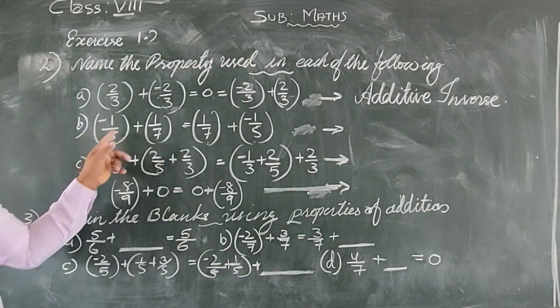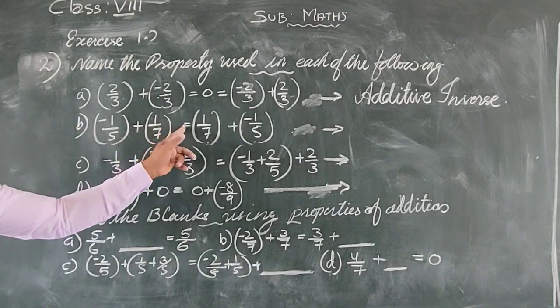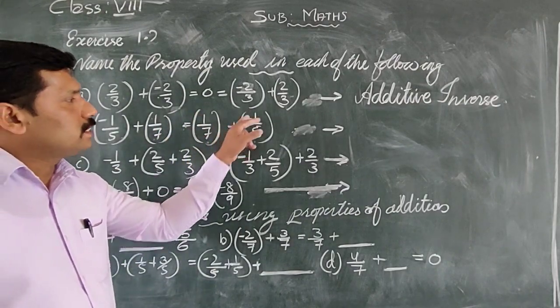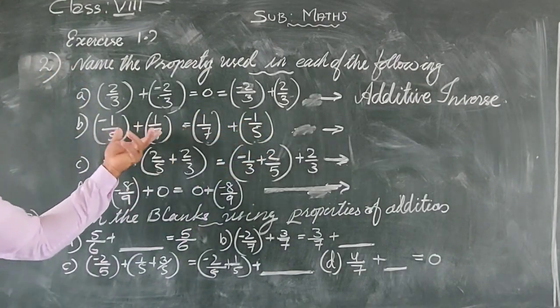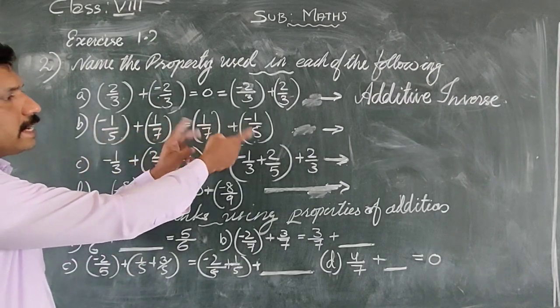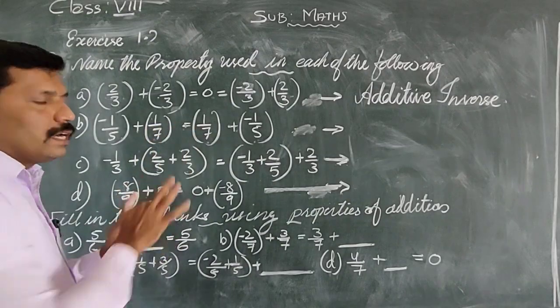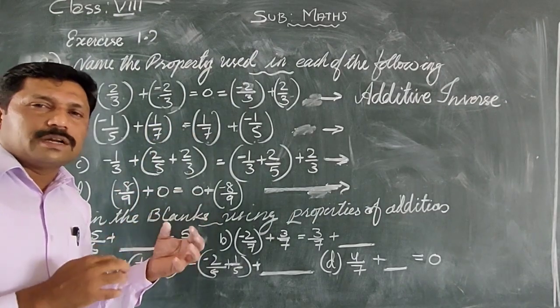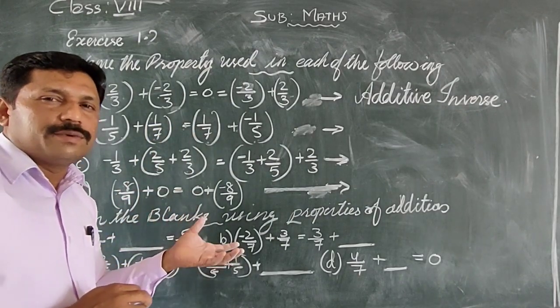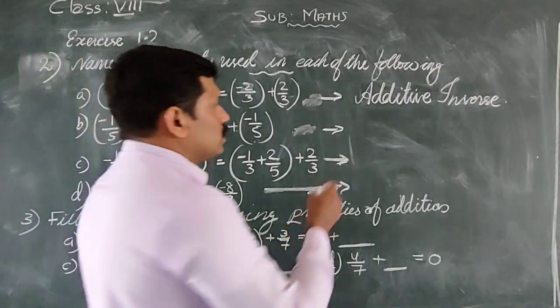Look at the second statement. Negative 1 upon 5 plus 1 upon 7 is equal to 1 upon 7 plus negative 1 upon 5. Here you can see that two rational numbers are added in different order. Their order is changed, even though the result remains the same. That means two rational numbers can be added in any order, it will not affect the result. Which property is that? That is commutative property.